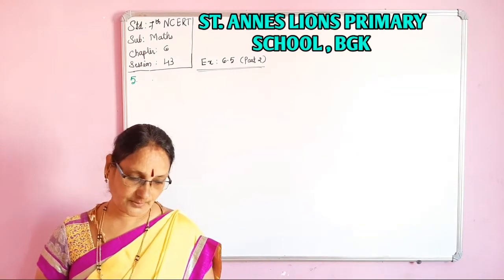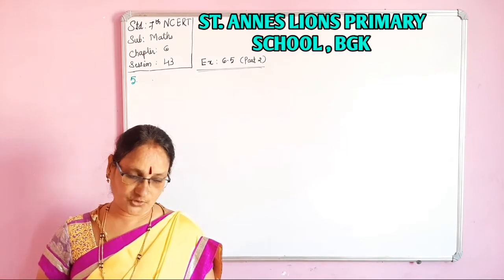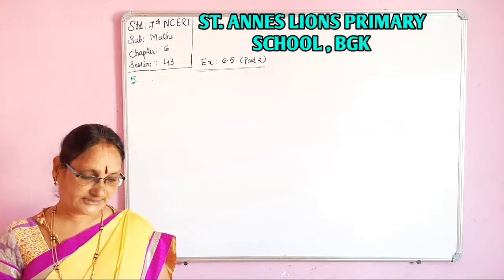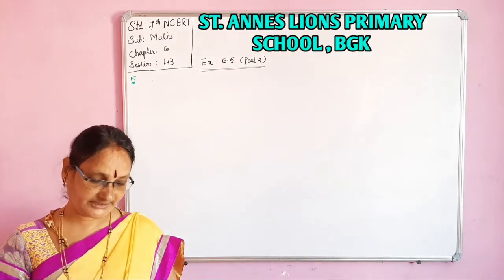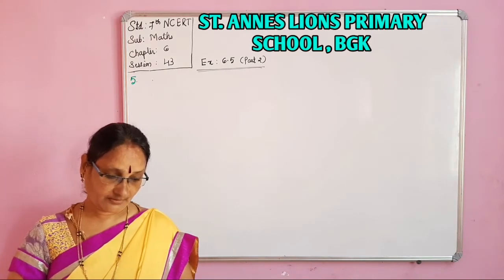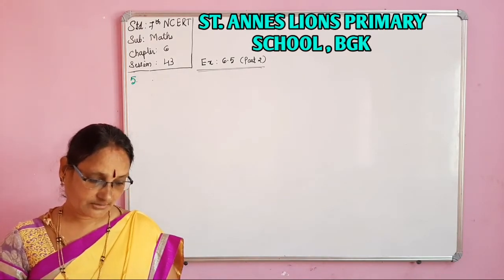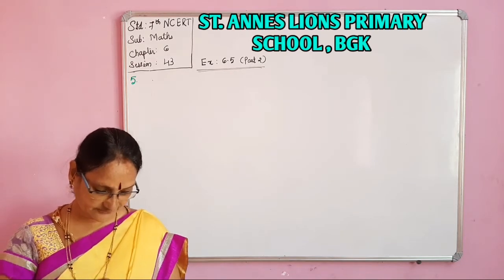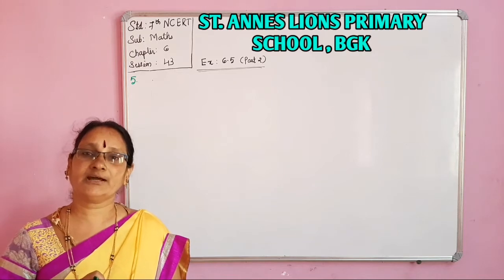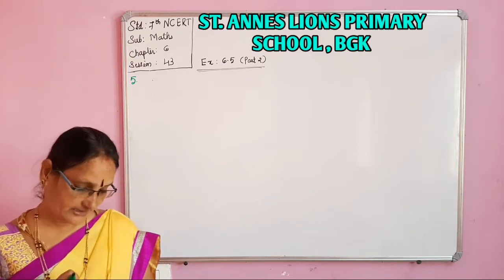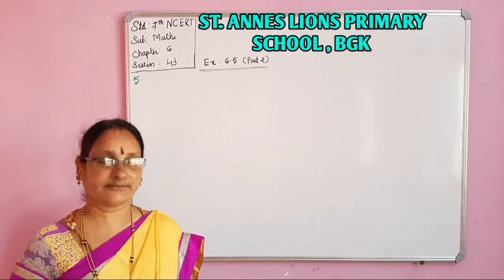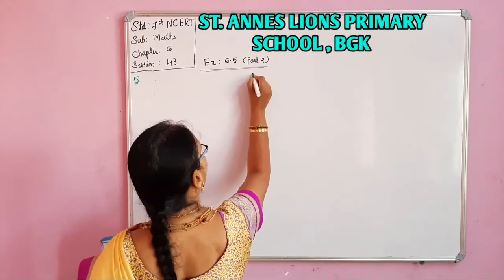Okay, the fifth problem you see there. A tree is broken at a height of 5 meters from the ground and its top touches the ground at a distance of 12 meters from the base of the tree. Find the original height of the tree. Now for this, let us draw one right angle triangle, then I will explain to you.